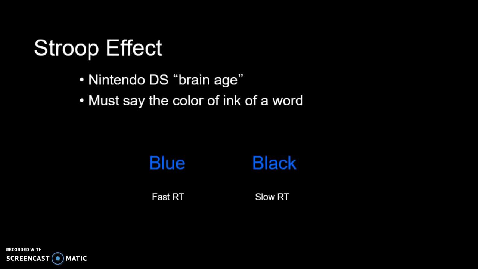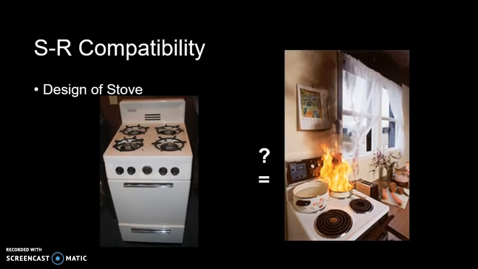The Stroop effect, this is a very, very difficult one. Still sticking with stimulus response capability. We must say the color of ink of a word. So if we see blue and it spells blue, we'll have a fast reaction time. If we see the word black, but we have to say blue, we're probably going to have a slow reaction time, again, because there's that uncertainty and it's going to take us a little bit longer to identify and then process, oh, the word says black, but we have to say blue.